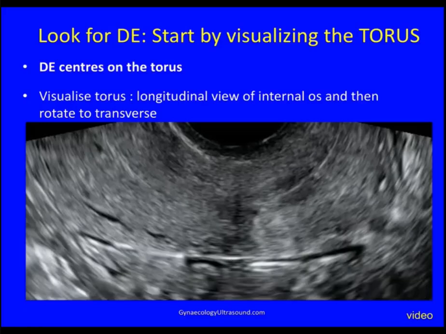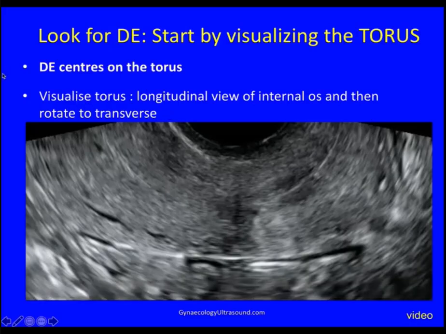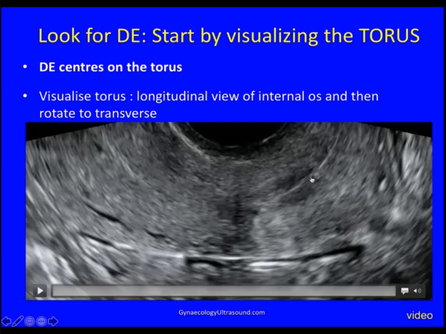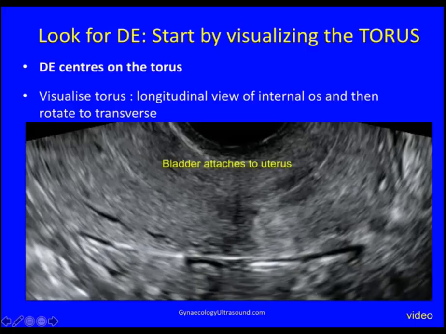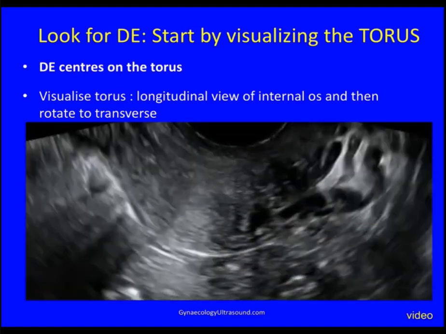So in this scan, I'm in the longitudinal view. All of this is cervix. This is endometrial cavity. This is the anterior wall, fundus, posterior wall, and then here we've got cervix again. I'm going to go side to side a little bit in the longitudinal plane and then rotate on this point 90 degrees anti-clockwise, and that will show me the torus. Bladder attachment, internal os, and torus. So I'm just getting ready, and now I'm going to rotate.